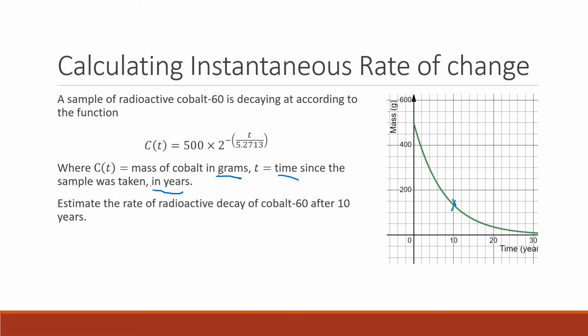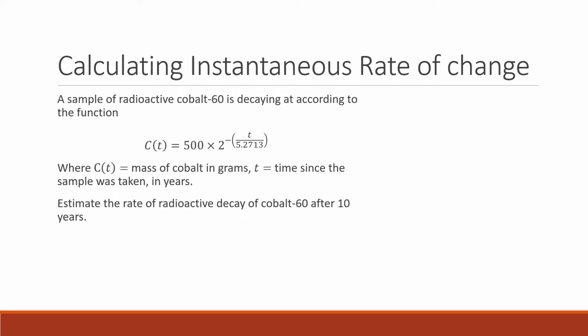Okay, so we'll need to work out how our mass is changing over time. What is the rate at which the mass is, by the looks of things, decreasing? That tangent there has a negative gradient. The amount of mass of cobalt-60 we have is going down, so we can expect to have a negative derivative.